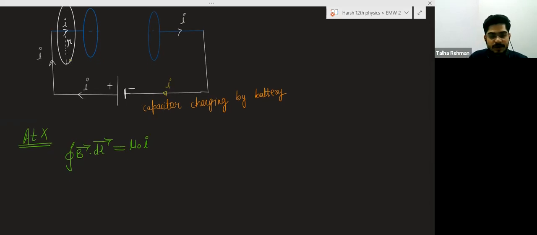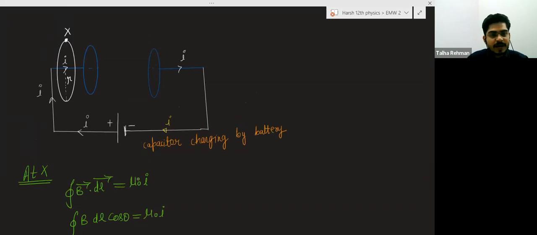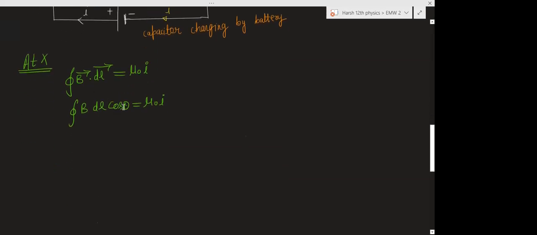Earlier also we have done this, so we can write this as B dl cos theta. This is a dot product, so we can open it as B dl cos theta, and this is equal to mu naught into I. Suppose the direction of the magnetic field here is in this direction, and the dl vector will be in the same direction. So the angle between the magnetic field and the dl vector is 0 degrees, so here will be cos 0.